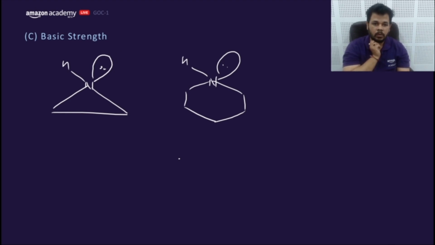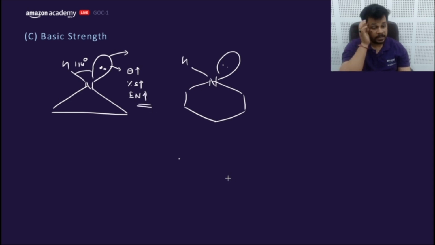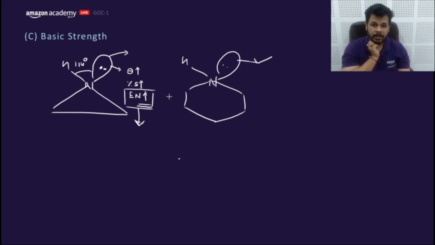Basic strength means lone pair donating ability. We have already discussed this lone pair. This angle is around 114, so theta is more. That means percentage s would be more, so electronegativity would be relatively higher. Because the electronegativity of this orbital is higher, this would not be donated as easily. That means the answer would be this, on the basis of instability.